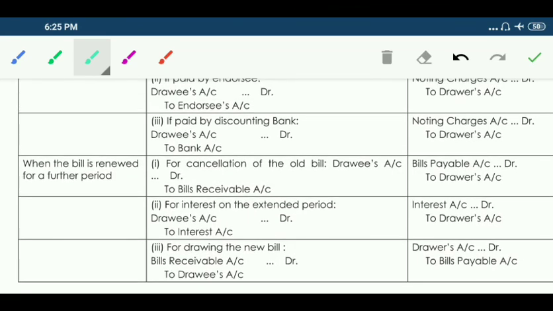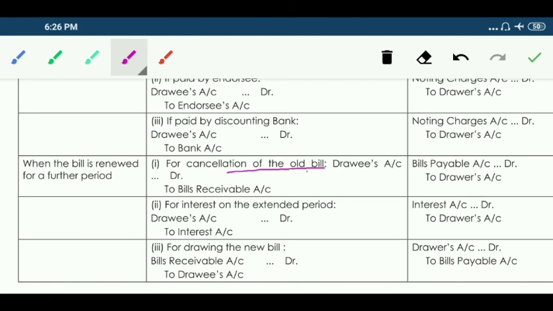Next transaction is when the bill is renewed for a further period. This concept was also discussed at the time of the introduction to the bill of exchange. When the bill is renewed, a new bill is drawn in place of the existing bill. So the first entry is for the cancellation of the old bill.